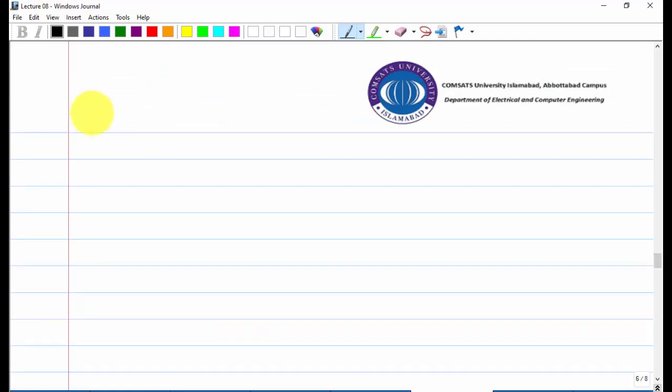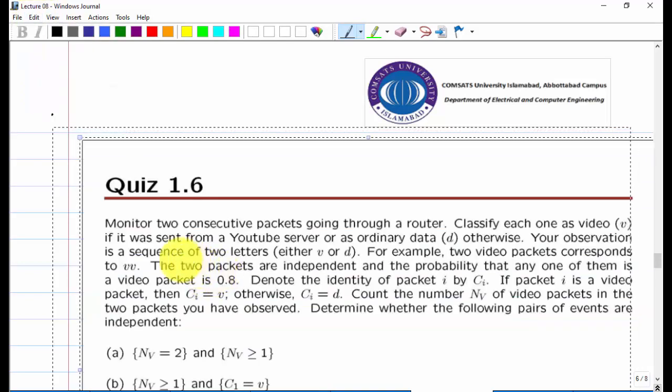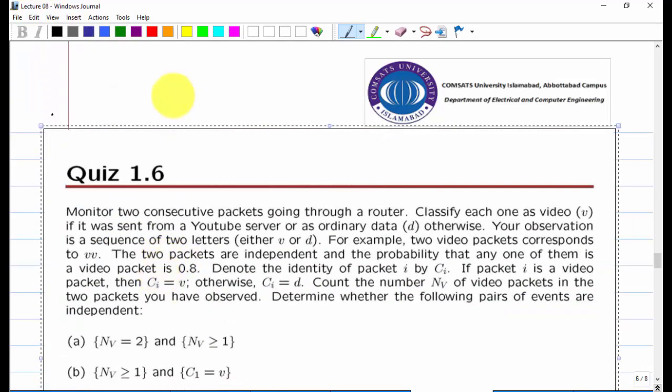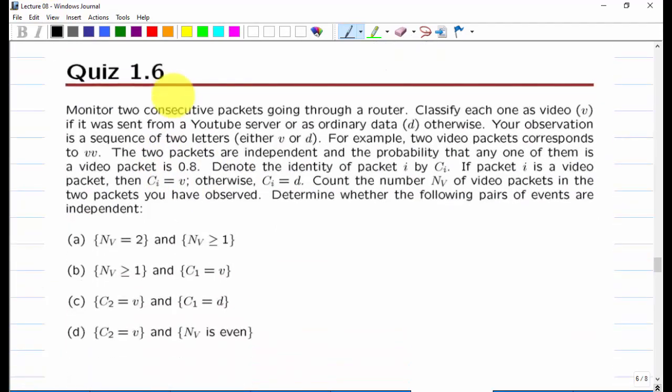To understand independence, I will copy and paste an example here from the book. So this is quiz 1.6. Let's read it out first. Monitor two consecutive packets going through a router. Classify each one as video V if it was sent from a YouTube server, or as ordinary data D otherwise. Your observation is a sequence of two letters, either V or D. For example, two video packets corresponds to VV.